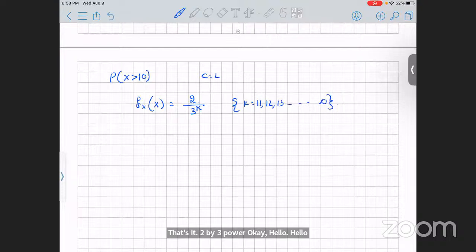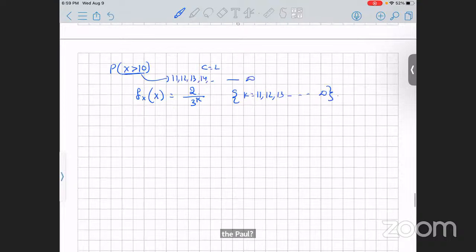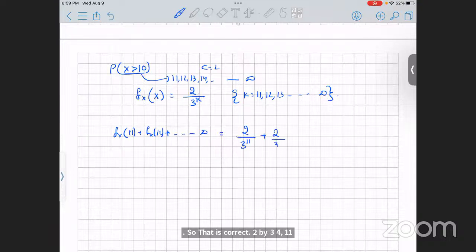X greater than 10 means what is possible? 11, 12, 13, 14, and so on to infinity. So greater than 10 means we have to add all of this: fx of 11 plus fx of 12, and so on till infinity. That equals 2 by 3 power 11 plus 2 by 3 power 12, and so on to infinity. Okay, how will you find this?